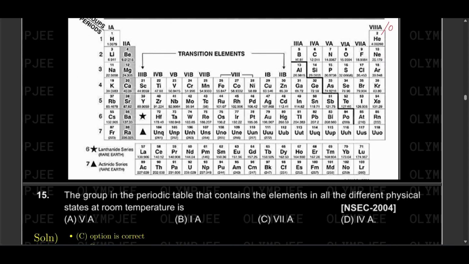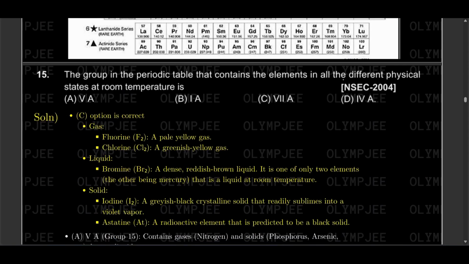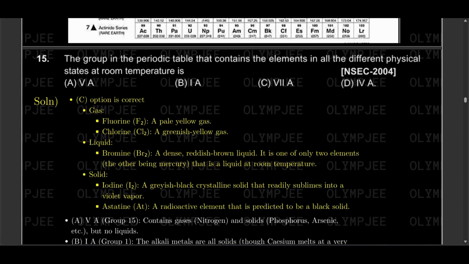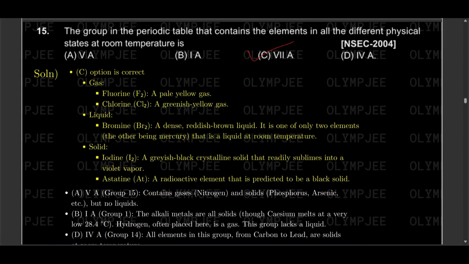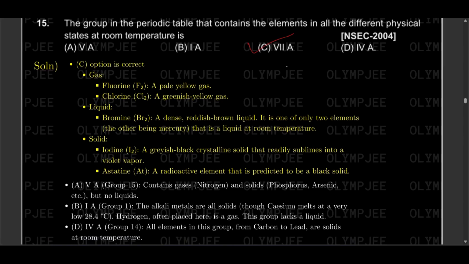So, the group in the periodic table that contains elements in all different physical states, that is gas, liquid and solid. Only group 7A, the halogen group, has elements in all different kinds of physical states. This is a fact because it has gaseous elements like fluorine and chlorine, liquid elements like bromine. There are only 2 liquid elements at room temperature in the periodic table, mercury and bromine, and solid elements iodine and astatine. Although astatine is a radioactive element, it is predicted to be solid. So the option is 7A.